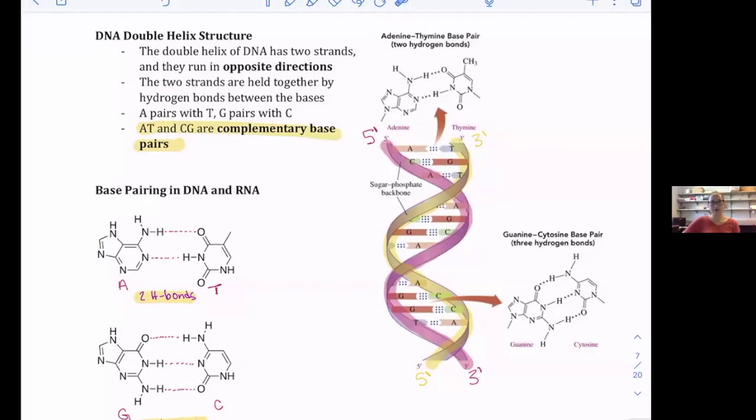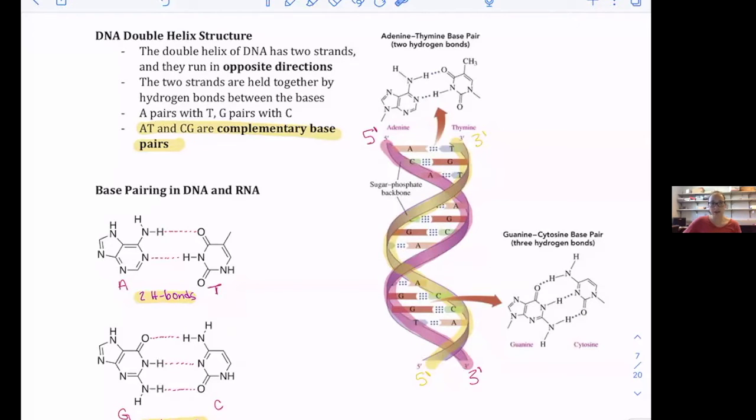Okay, so looking at the actual structure of DNA and what its double helix looks like. The double helix of DNA has two strands and they run in opposite directions. So you'll see in this picture here, the 5' strand goes down in pink. I highlighted it in pink down to the 3', and then it's the opposite. So now we have 3' going down to 5'. So their opposite sides match each other.